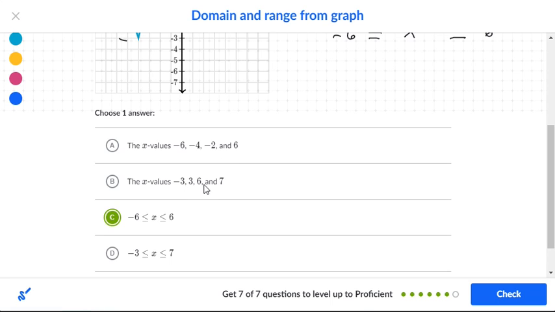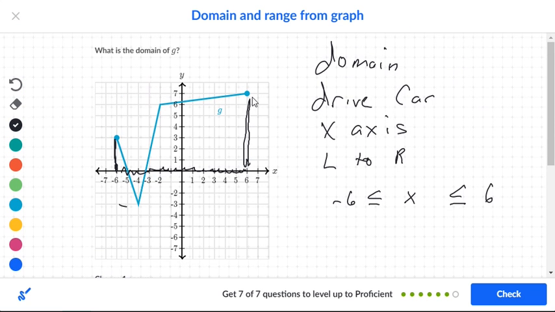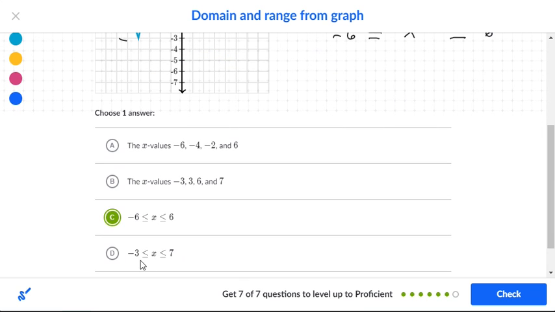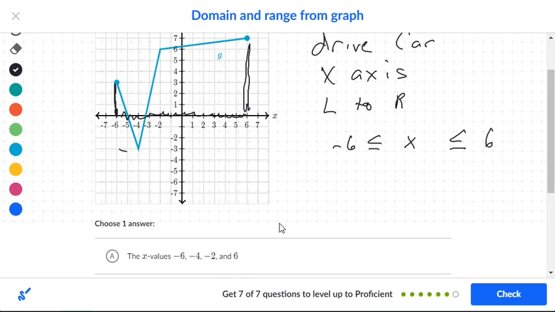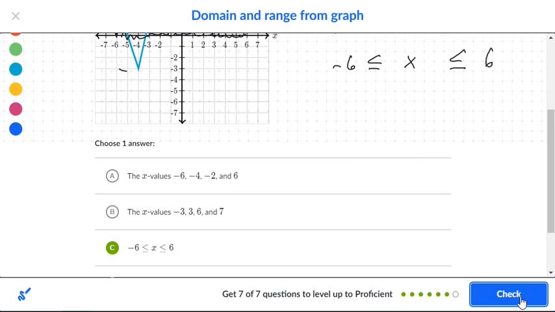These right here deal with individual points. It's not individual points because it's all connected. It would not be this, because that would actually be more of your range, because it's from -3 up to 7. So they're trying to trick you with that. The answer goes from -6 to +6 there.